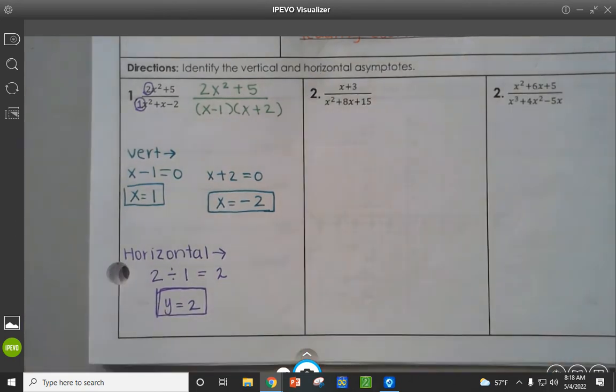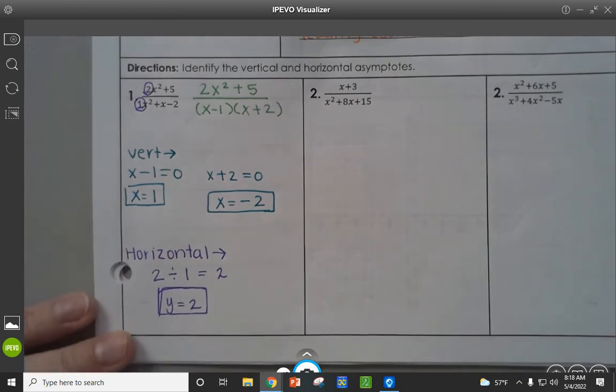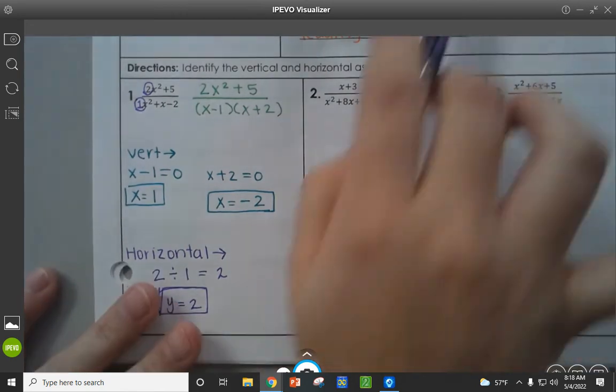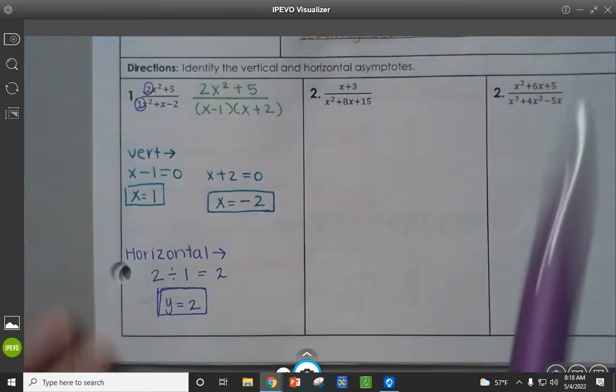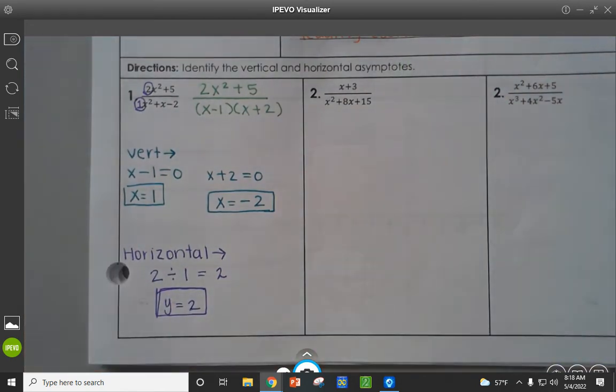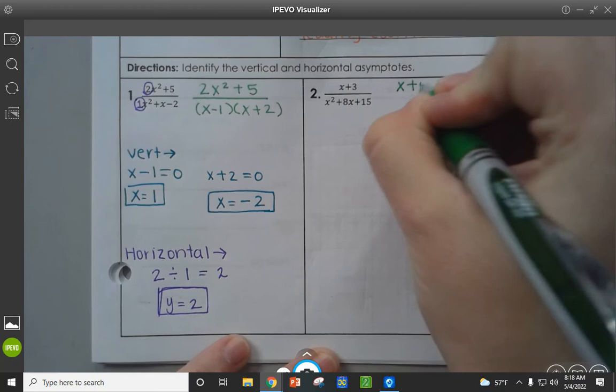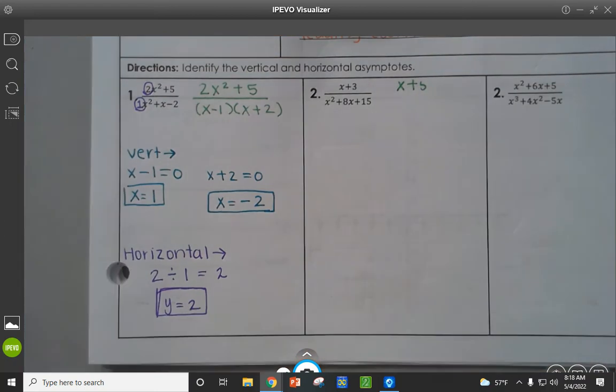And pretty much these are going to be the only questions you have on the test, like what are the vertical asymptotes? And I'm going to give you these rules on the test, so you won't have to have those memorized. All right, number 2, let's factor this one. Nothing happens with the x plus 3.